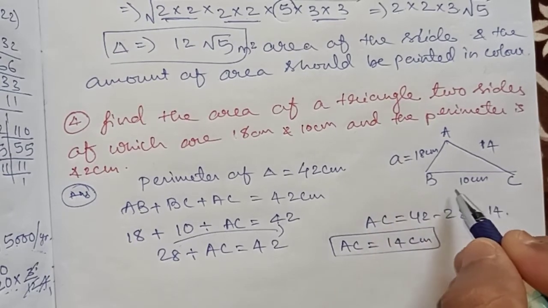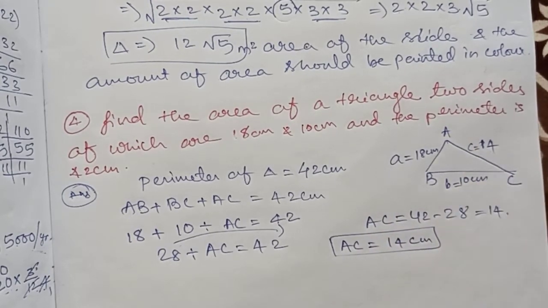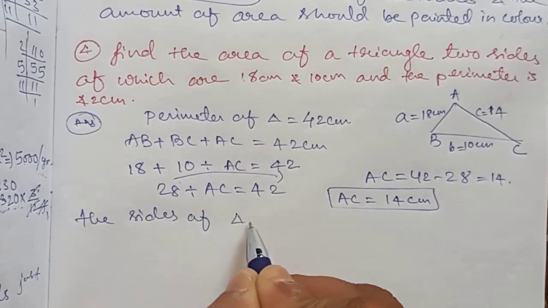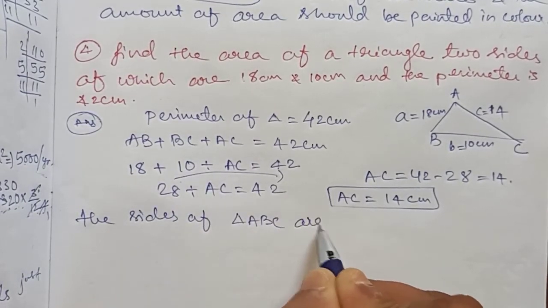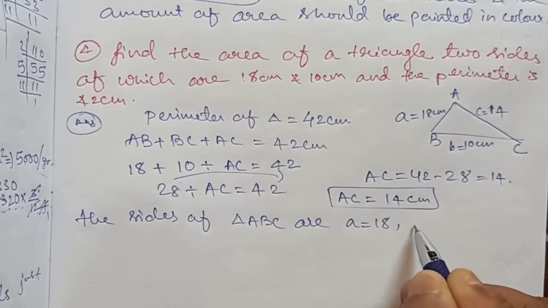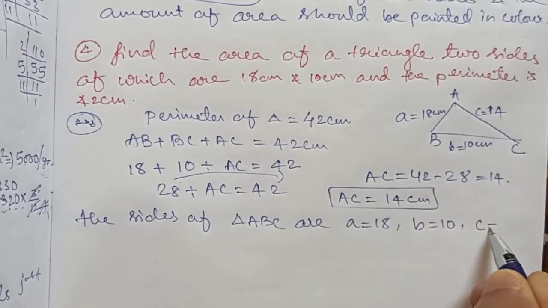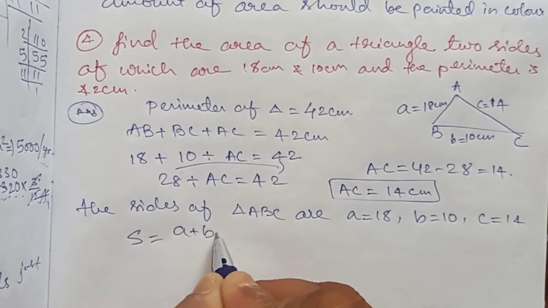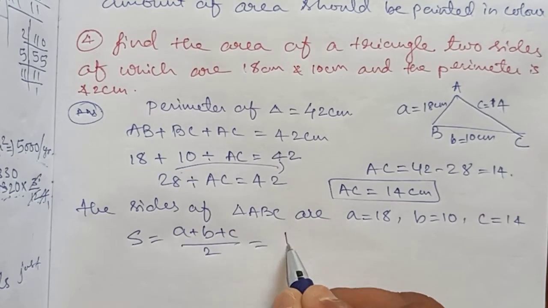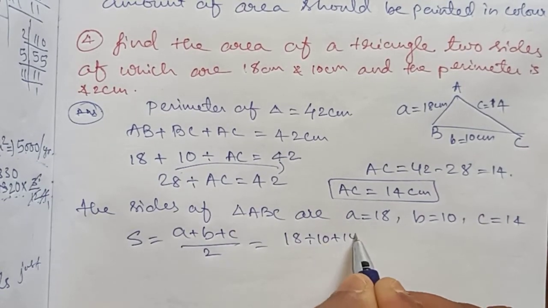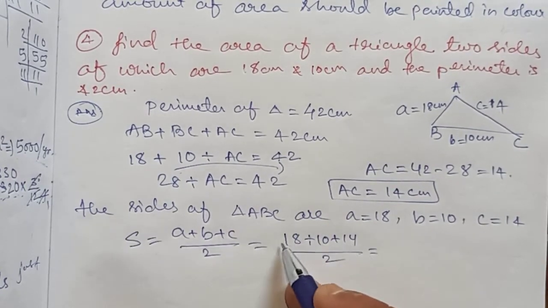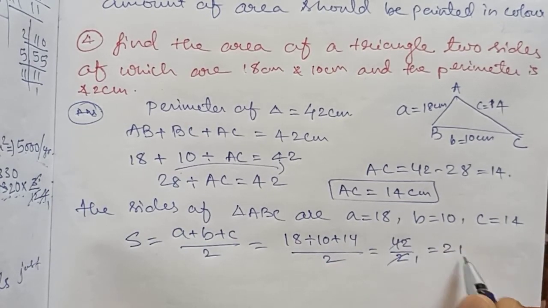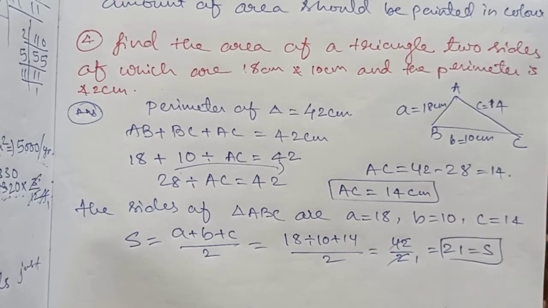Now we will take this as A, this as B, this one as C. The sides of triangle ABC are A equals to 18, B equals to 10, C equals to 14. We have to find out the value of S. S equals to A plus B plus C by 2, that is 18 plus 10 plus 14 by 2. Now the addition of this is 42 by 2. If we cancel it we will get 21. So the value of S is 21.